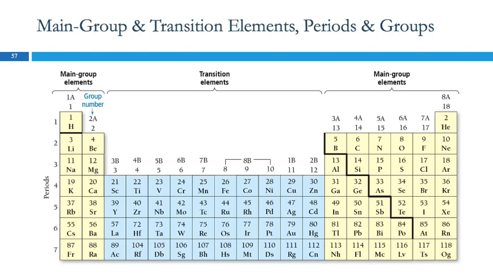So you should be able, just using a periodic table, to identify whether an element is a metal or a nonmetal, whether it's a main group or transition element. You should be able to identify its atomic number, its group number, and its period number. It's all written out there on the periodic table.